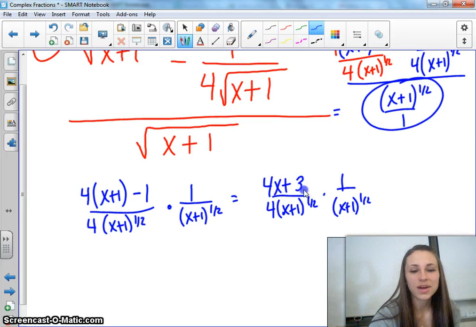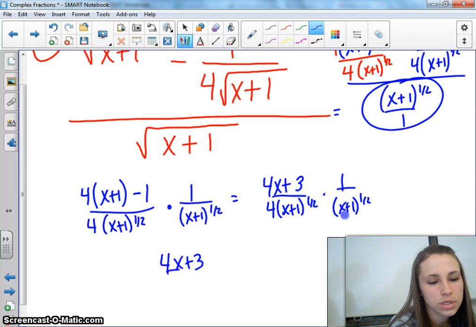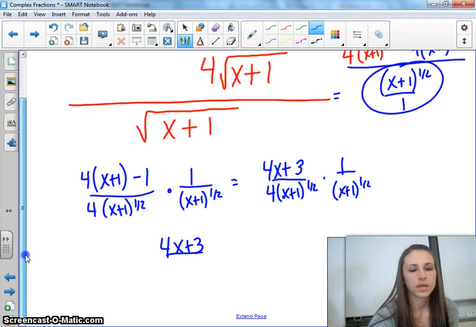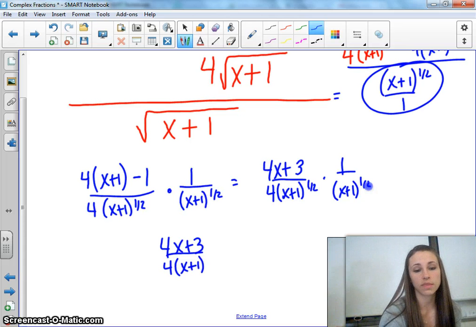Alright, so then in the bottom, I'm going to go ahead and just multiply straight across. Same thing with the top too, but the top is not going to change. It's just going to be 4x plus 3 since I'm multiplying by 1. And then in the bottom, when I multiply these two things, 1/2 plus 1/2 are 1. And so I'm just going to be left with 4 times an x plus 1 to the 1st, which you can leave the answer like that.